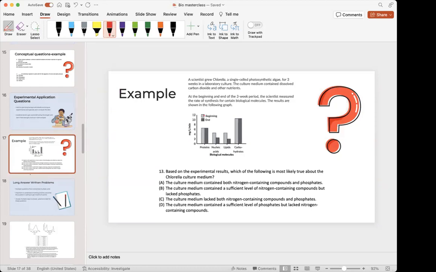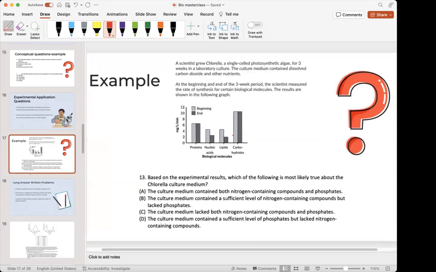And this is something that you can expect. This is a multiple choice question. So we aren't yet on to the long answer written FRQ style questions. So if we zoom this in here, this one is not too long, but it does set the stage in terms of the type of experiments. Okay, so it says that a scientist grew chlorella, a single-celled photosynthetic algae, for 3 weeks in a laboratory culture. The culture medium contained dissolved carbon dioxide and other nutrients. At the beginning of the 3-week period, the scientists measured the rate of synthesis of certain biological molecules. The results are shown in the following graph.